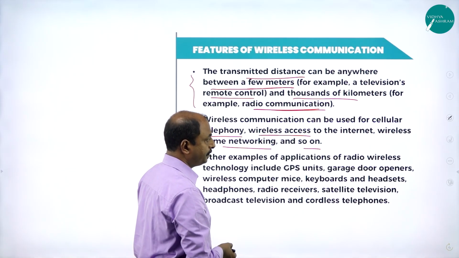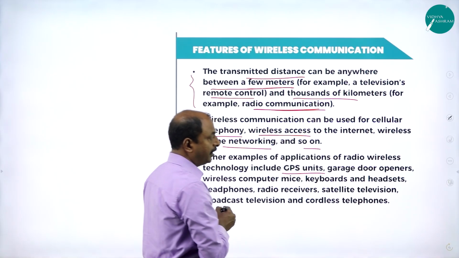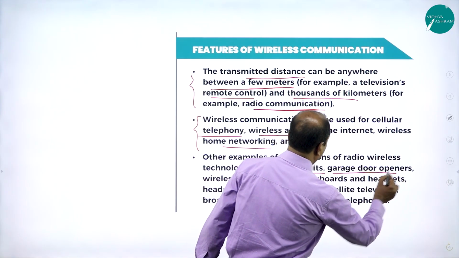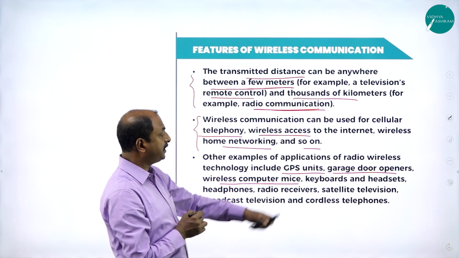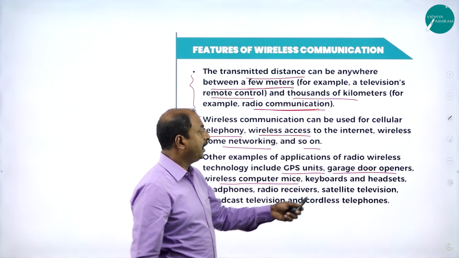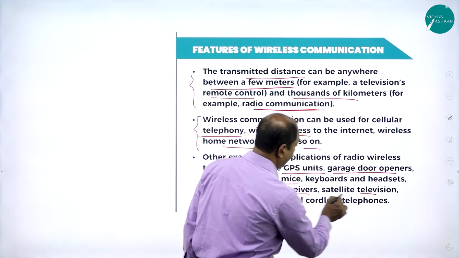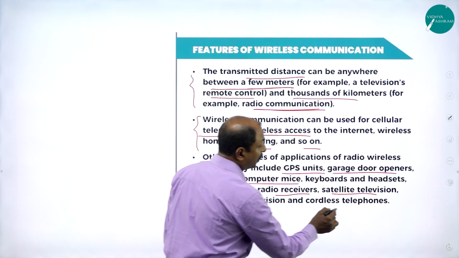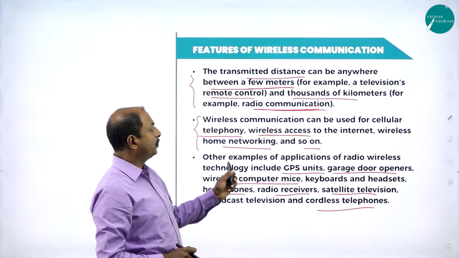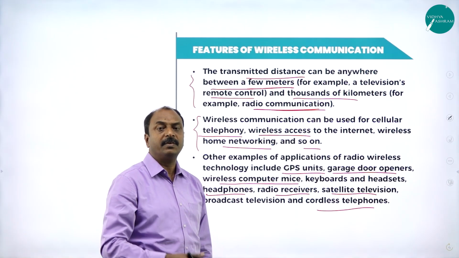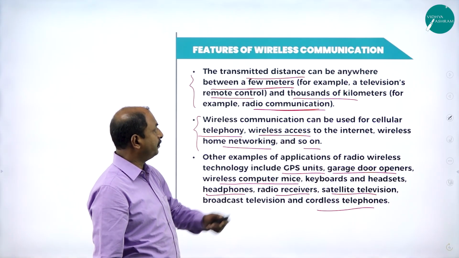Now other examples of radio wireless technology include GPS units, garage door openers, wireless computer mice, mice being the plural of mouse, keyboards, headsets and headphones, radio receivers, satellite television, broadcast televisions and cordless telephones. See, these are all examples of wireless communication. We are using most of these devices in our day-to-day life. This is about wireless communication with examples.